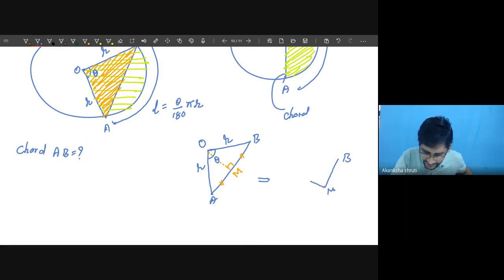From M we have drawn the perpendicular, from M to O, and this M to O is our perpendicular length. And O to B. A student, in this case, what will be this smaller angle? Can anyone tell me?